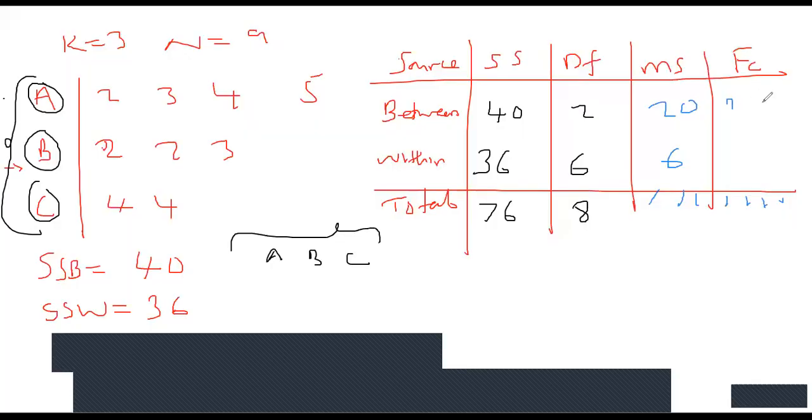Just dividing this one in there, 20. This one in there, 6. Here we don't need to do the total, the last two columns. And this one in here, 3.33.